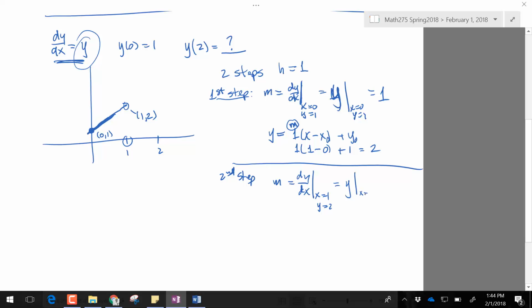Again, x is not part of the equation, so we're going to just ignore that. And y is equal to 2. So your slope is going to be equal to 2. That means from this point, you're going to be a little bit steeper. And now you want to know what happens by the time you get to x is equal to 2. This line has a slope of 1 and then a slope of 2.